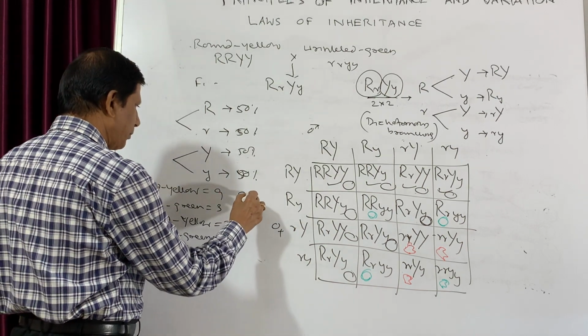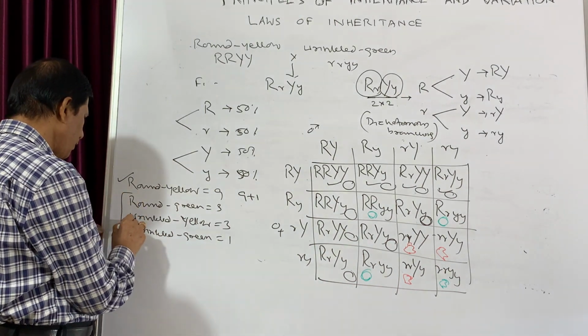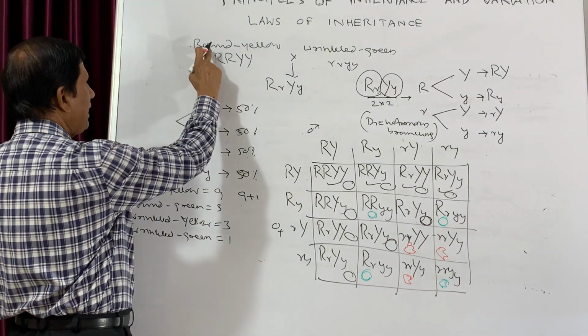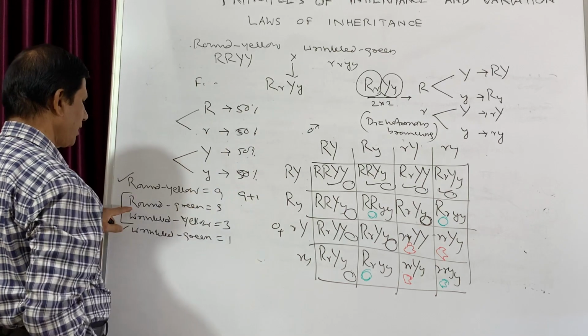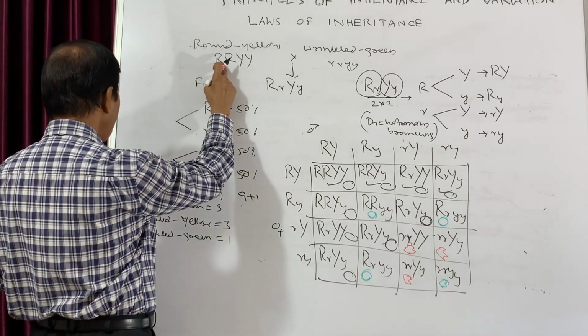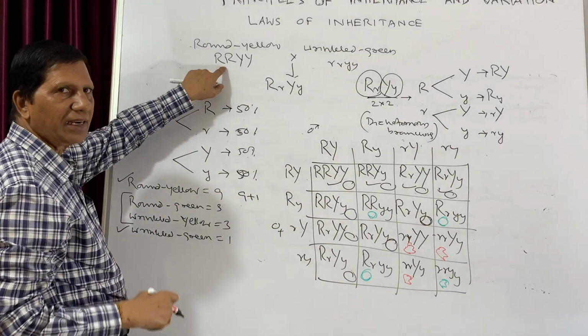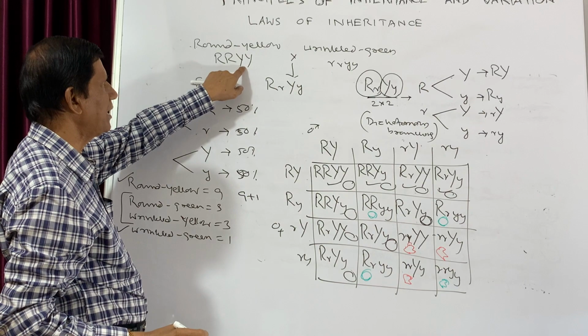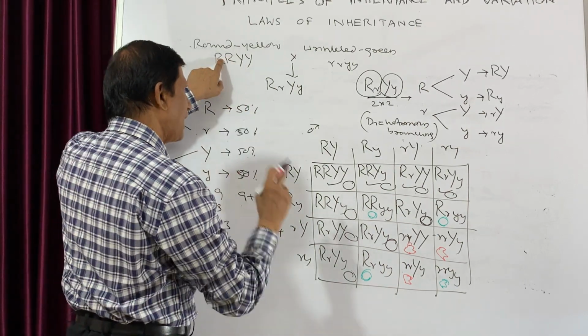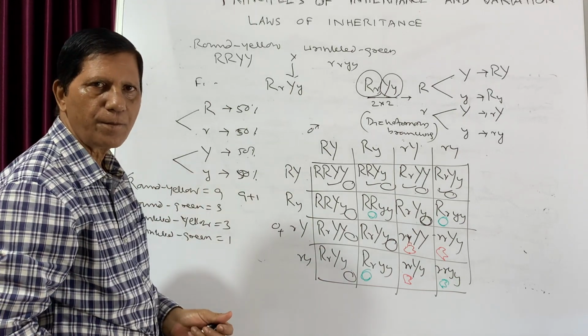That means, out of these 4 different types, this is parental type, this is parental type. That means 9 plus 1, these 2 are parental types. But you see these 2 types. That means, initially round was associated with yellow color. But in F2 generation, we have seen that this capital R is also associating with the green color, small y. That means capital R is not permanently associated with capital Y. It can also combine with small y. That is why this round and green color is possible.